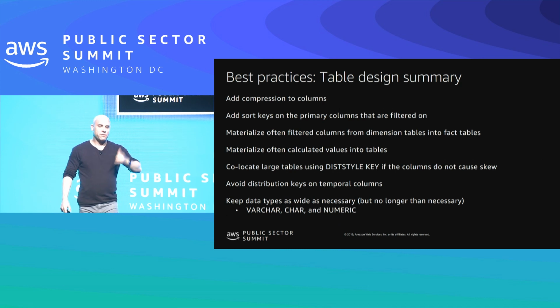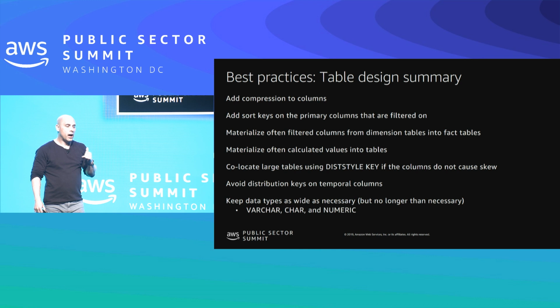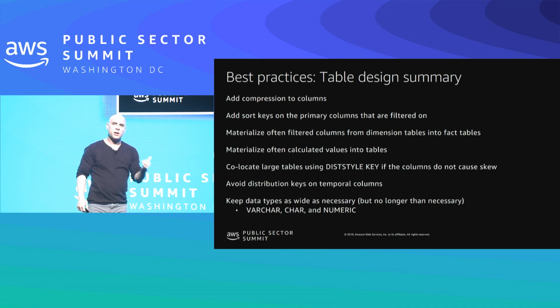So just a handful of, this is mostly summarization here of what I've already talked about. Obviously add compression to your tables, add a sort key to the columns that you primarily filter on. I talked about materializing values into your fact table. Just because I've seen it happen quite a few times, avoid distribution keys on time-based things.